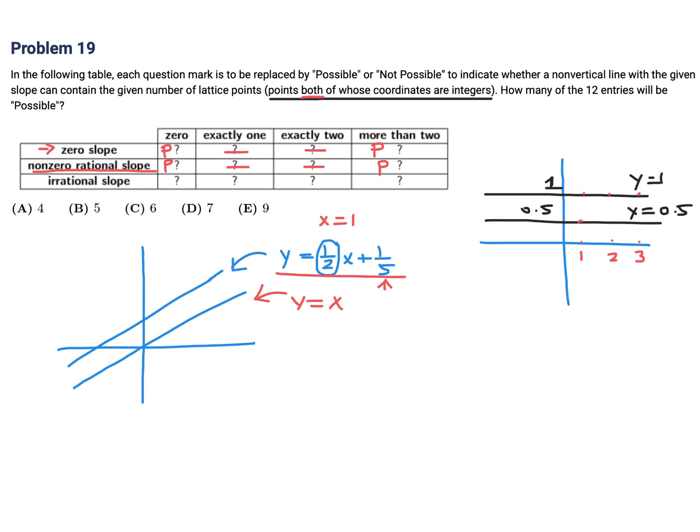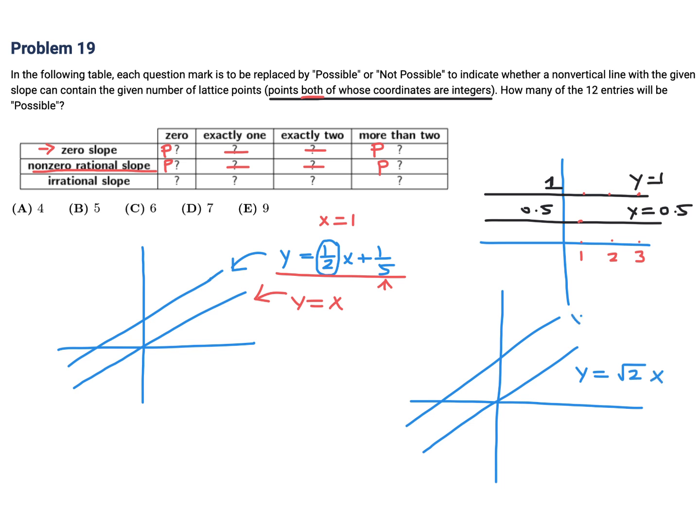Okay, so now we move on to our last one, which is the irrational slope. I'll give a couple examples here. So the first one, we have to put an irrational number, so put root 2. And then for this guy, we'll put root 2 plus a half or whatever. It doesn't really matter. Okay, so for this guy here, no matter what we do, we'll never get a lattice point. If you put 1 for x, for example, it'll never make y an integer. So 0 is definitely possible for this guy.